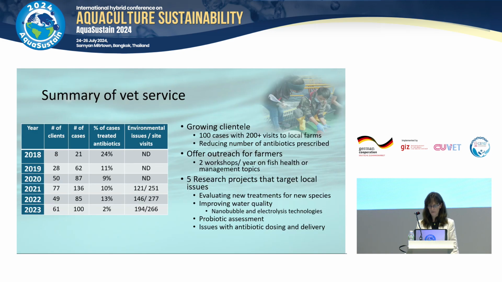All right, so I'm going to finish with a summary of our vet service. So in 2018, I was alone. I had 8 clients to start with that year. And I didn't do a lot of cases, but I got it going. And I just want to point out that 24% of my cases were bacterial and required antibiotics for resolution. Now, this year, we're already at 100 cases, and it's the middle of the year. So we've rebounded from COVID. We're getting more and more cases, and farmers. We have 80 clients now, I think.